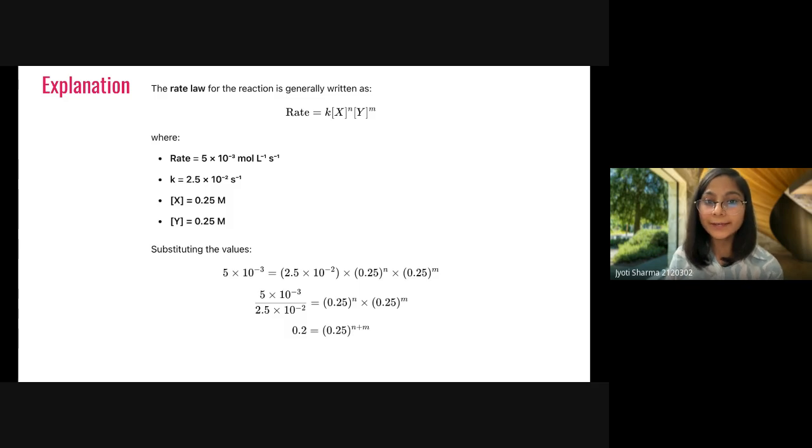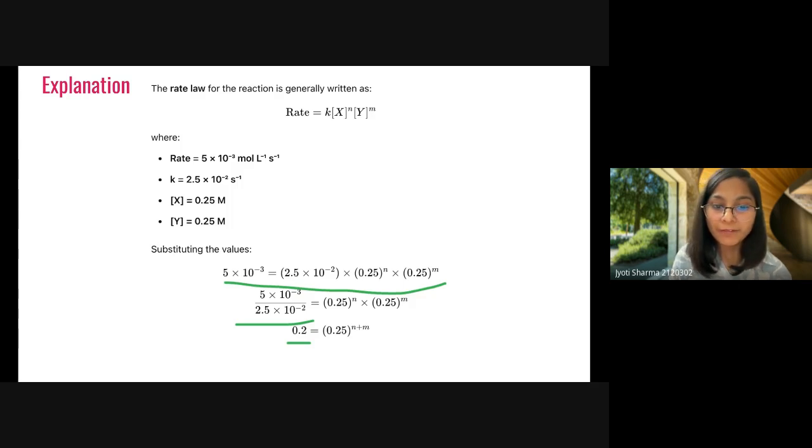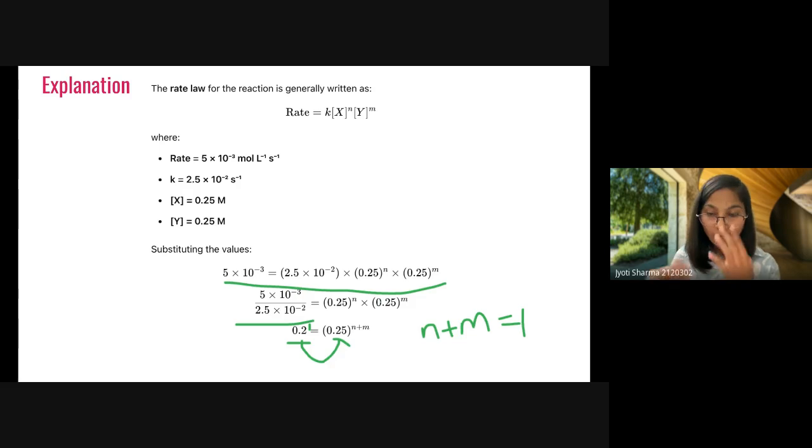So this is our rate. That rate is equal to K multiplied by the concentration of your reactants X and Y, raised to the powers M and N. If we add these up, this will give us the overall order. Everything is given, right? Then we will solve this and we get 0.2 is equal to 0.25 raised to the power N plus M. And this 0.5 is very similar to 0.25, and here the power is 1. So N plus M is equal to nothing but 1. So this is a first order reaction.